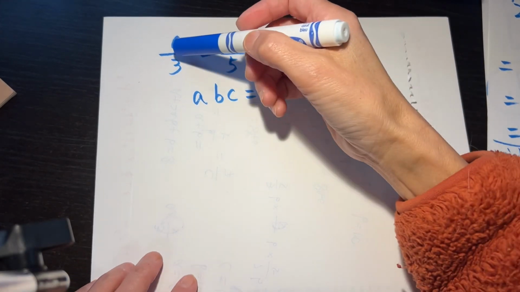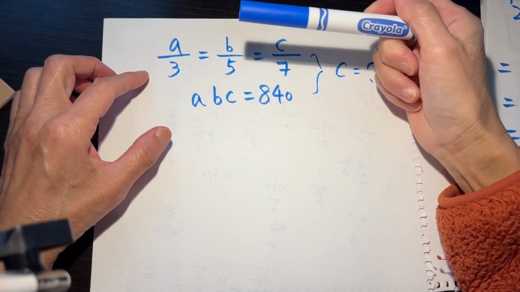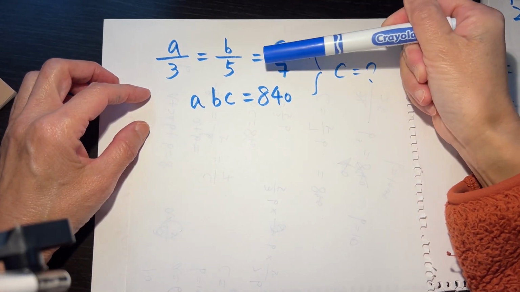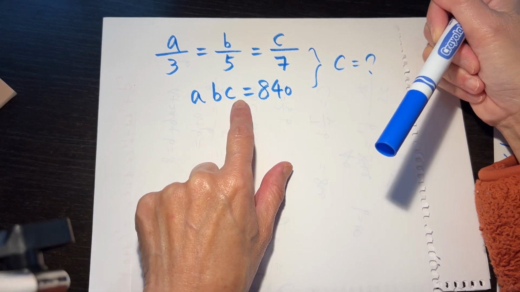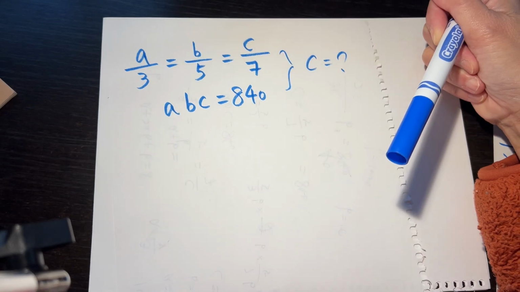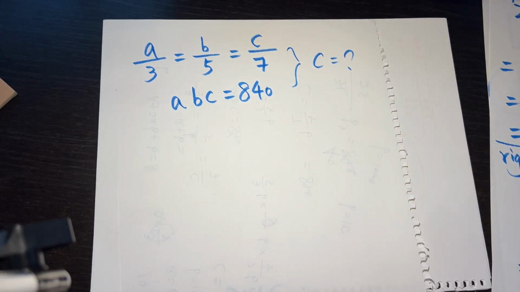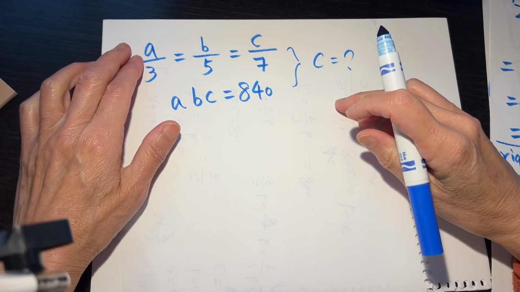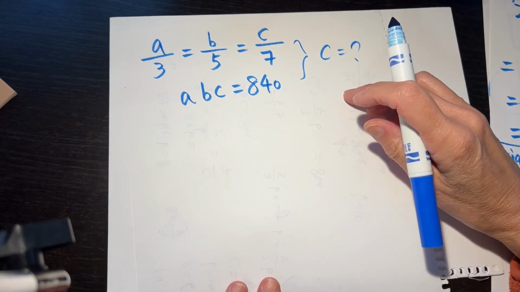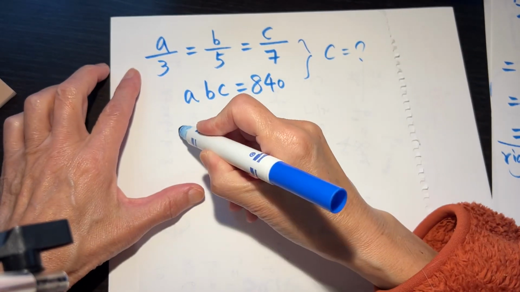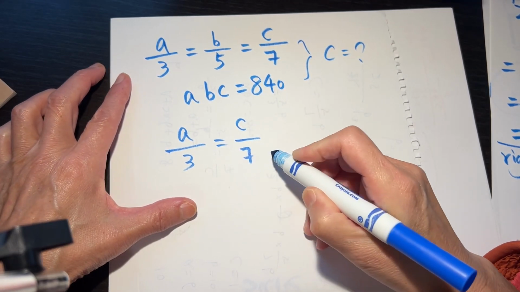Okay, I found this problem on the internet. A over 3 equals B over 5 equals C over 7, and A times B times C equals 840. So what is C? Okay, so what we can do is represent everything by C. How about that? So A over 3 equals C over 7.